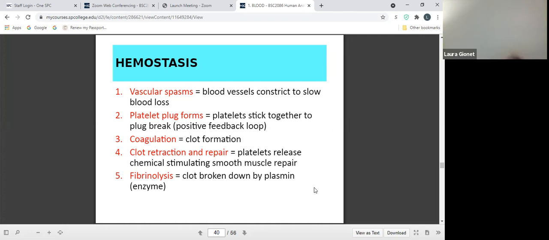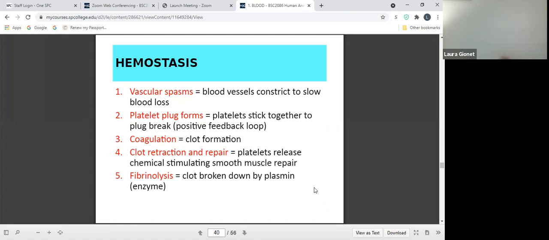Then we have that platelet plug formation. Those platelets will come together, and where you have a break in the blood vessel, they'll start to form one big clot, and it'll just form a plug and a knot so that it covers the surface, and blood can no longer escape the blood vessel at that point. Then we will have coagulation, which is really the blood clot, not just the plug. We have 2 types of coagulation.